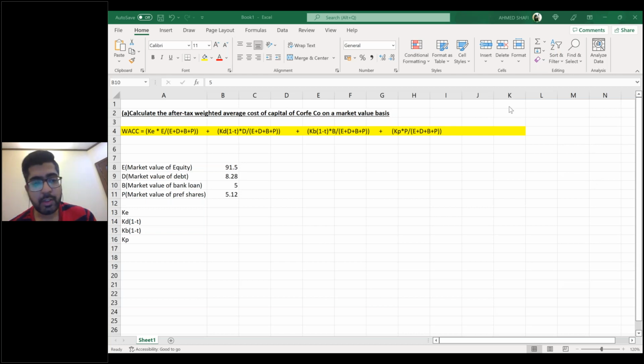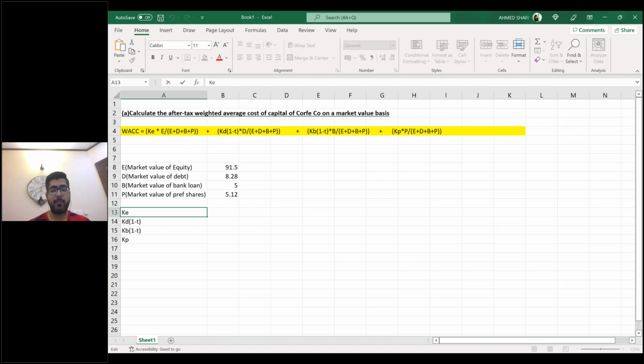Okay, now you have to pay attention to the last 4 things because once these 4 things are calculated, I just have to place them in the formula and get 11 marks. Okay, let's find KE now. I have told you that for KE, you have 2 models.